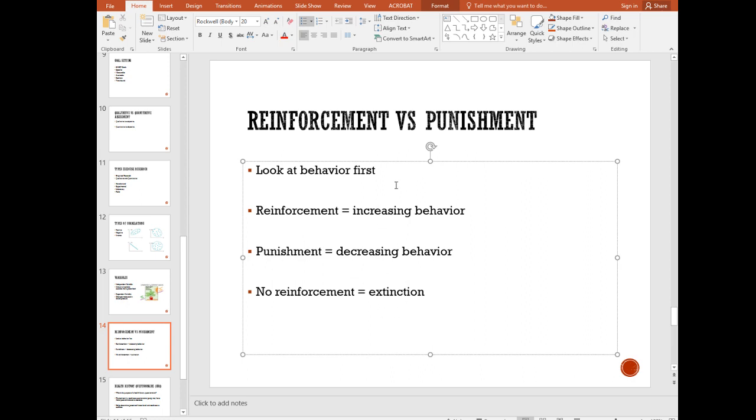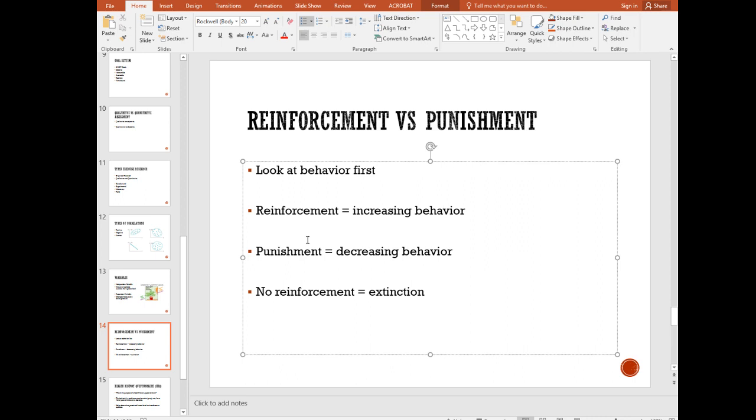But you need to know what the difference is. If you're trying to increase their behavior by either giving them something positive or taking something they don't like away, then that would be a form of reinforcement. So I just gave you an example of positive reinforcement, giving something they desire to increase behavior, or you take something away they don't want, that would be negative reinforcement because you're still trying to increase the behavior.